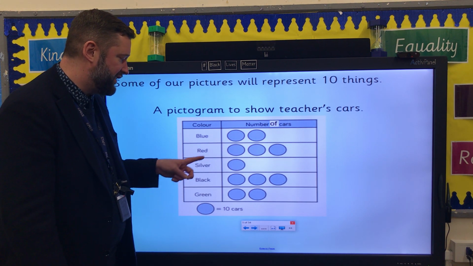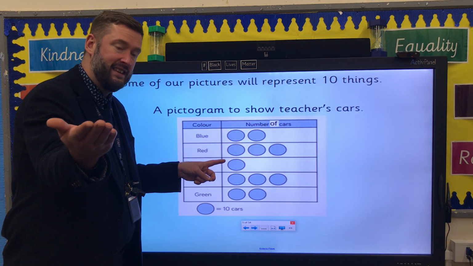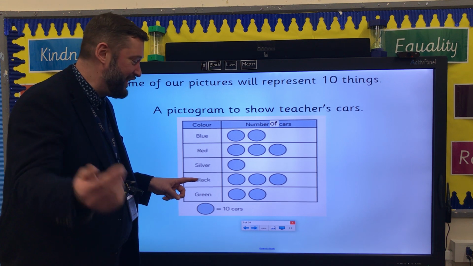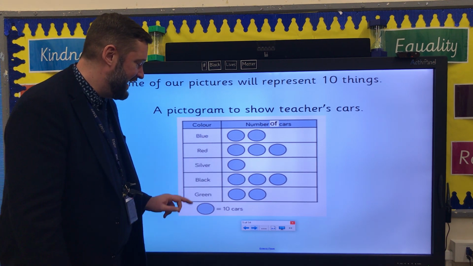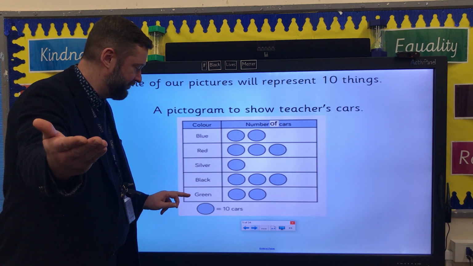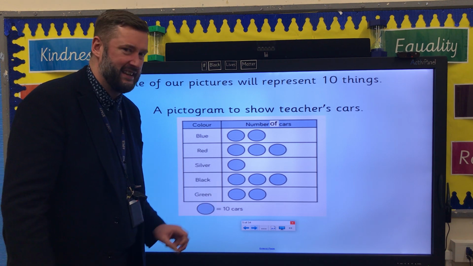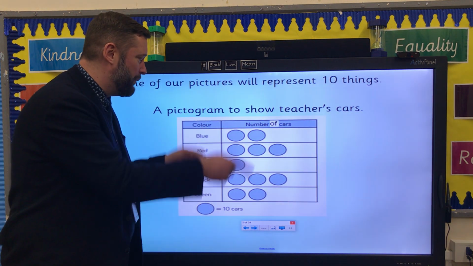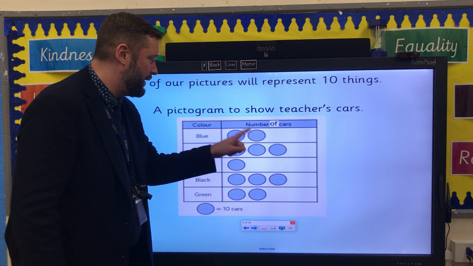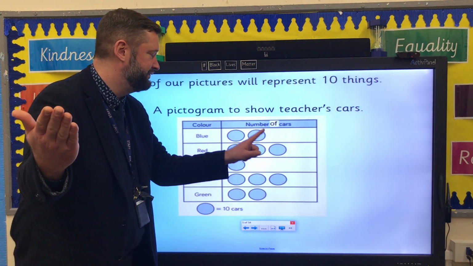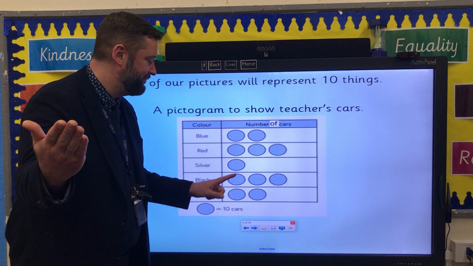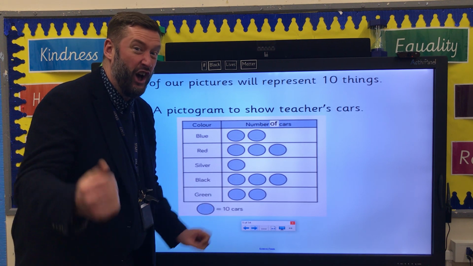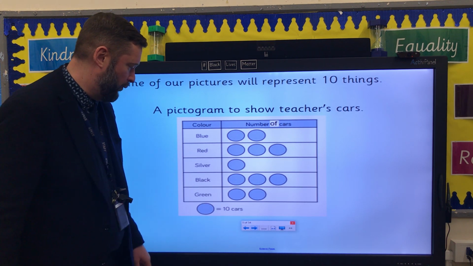How many silver cars? 10. How many black cars? 30. 10, 20, 30. How many green cars? 20, 10, 20. Should we count how many cars there were altogether, just quickly? We need to count them all in 10s. Let's go. 10, 20, 30. Did you work it out? 110 cars in the car park. Wow, what a busy car park.